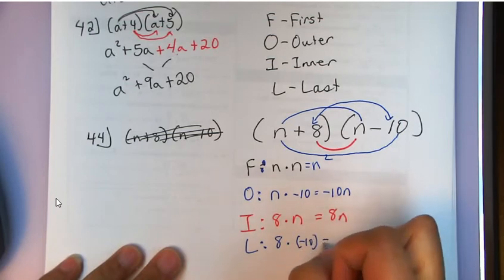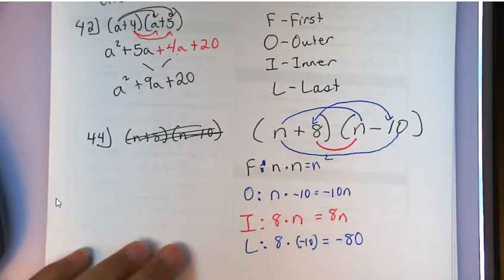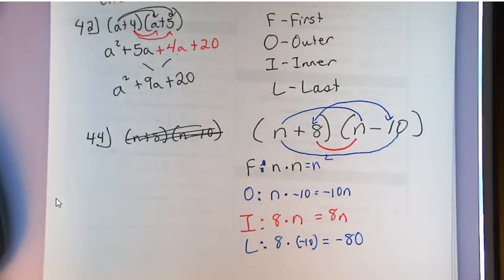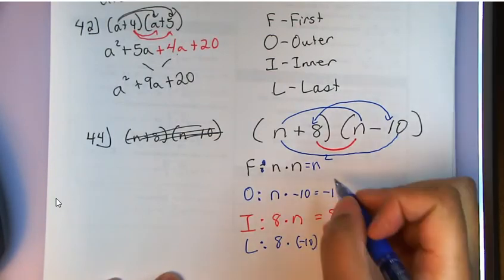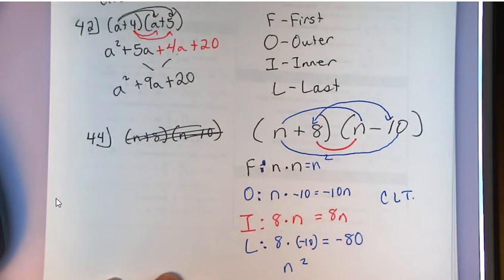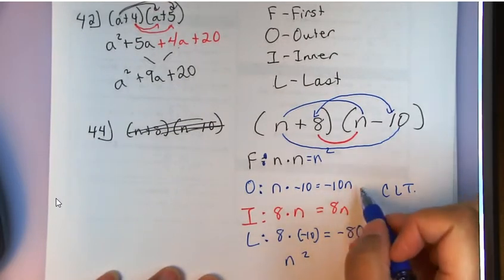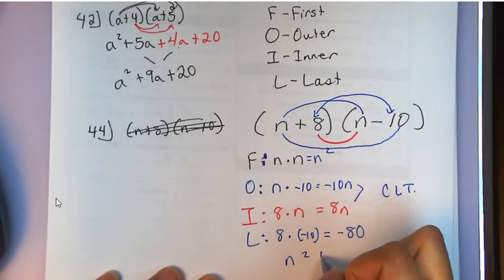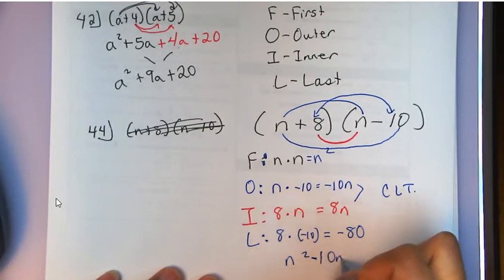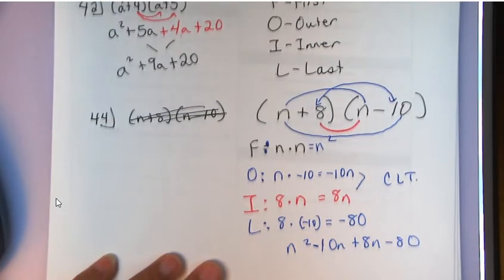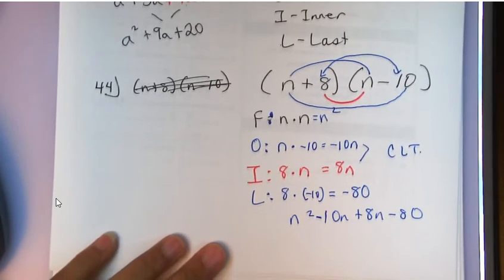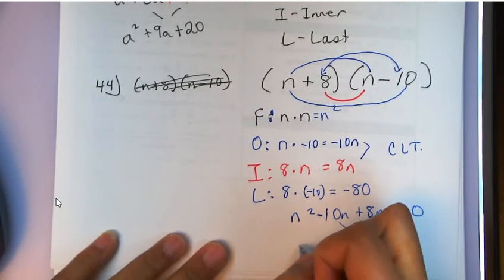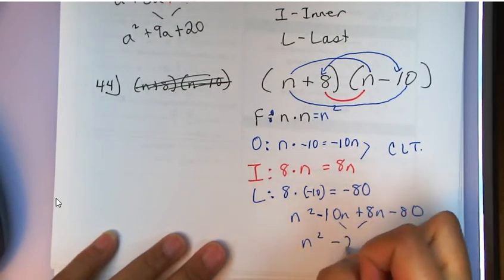Now, let's combine like terms. I'm going to combine like terms and add these up. End up with n squared, yes? Then negative 10n plus 8n minus 80. Yes? And then if I combine like terms, I end up with n squared minus 2n minus 80.